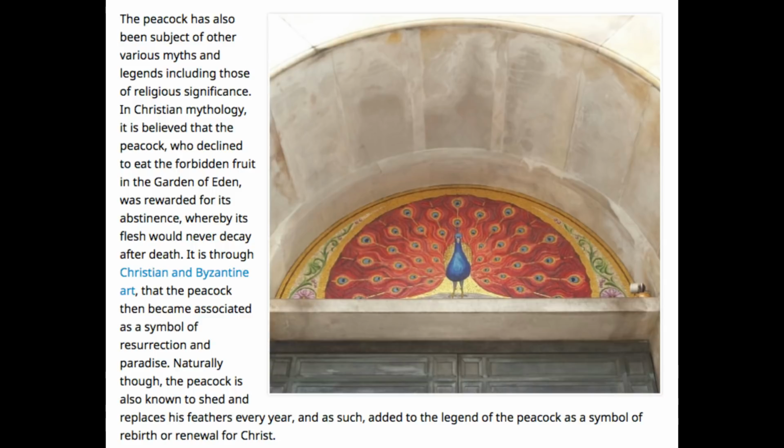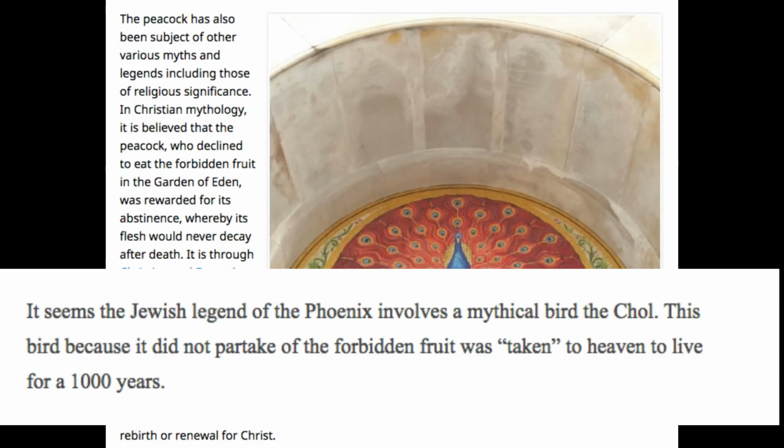And this is going to corroborate with what we just read and some other things we read before. It says, in Christian mythology, it is believed that the peacock, who declined to eat the forbidden fruit in the Garden of Eden, was rewarded for its abstinence, whereby its flesh would never decay after death. Wow, this sounds just like the story of the rabbi literature about the phoenix, right? The shoal. It says that because it didn't eat of the forbidden fruit, it got to live for 1,000 years in heaven. Look at the similarity between the phoenix and the peacock right here in this Christian mythology. It didn't eat the forbidden fruit, so its flesh would never decay after death.